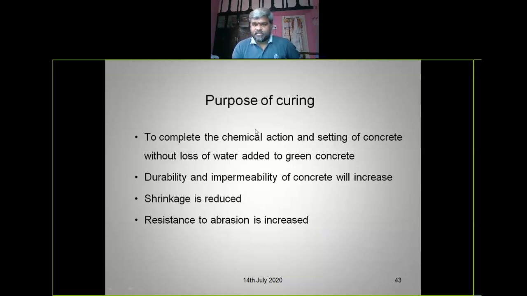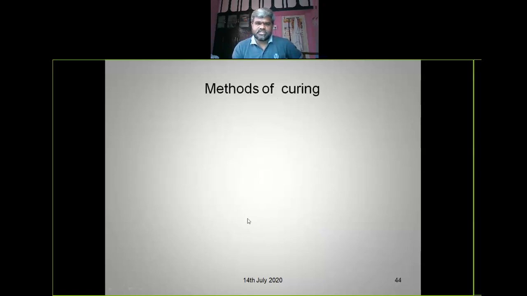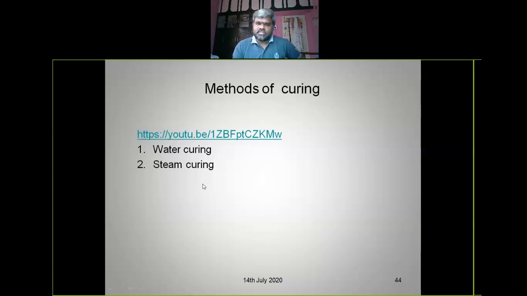Right. To complete the chemical action and setting of concrete without losing the water added to green concrete, right? The water added to the green concrete should not be lost. Shrinkage is reduced, resistance to abrasion is increased. So there are different methods of curing: water curing, steam curing, membrane curing. We can also see videos. If time permits, I will show later. Even pictures and videos I can show.